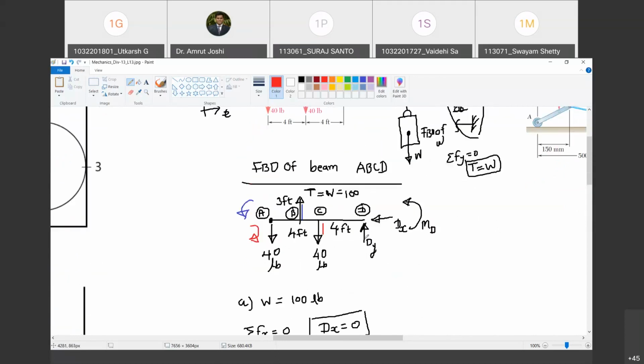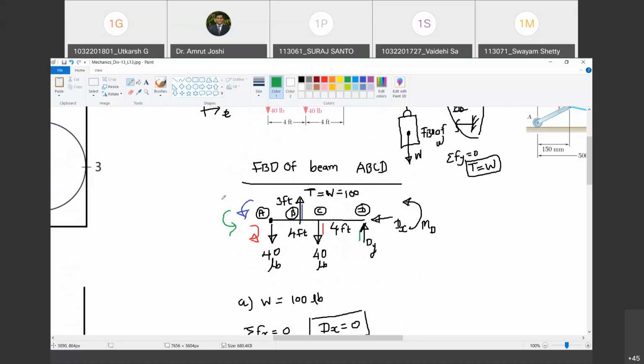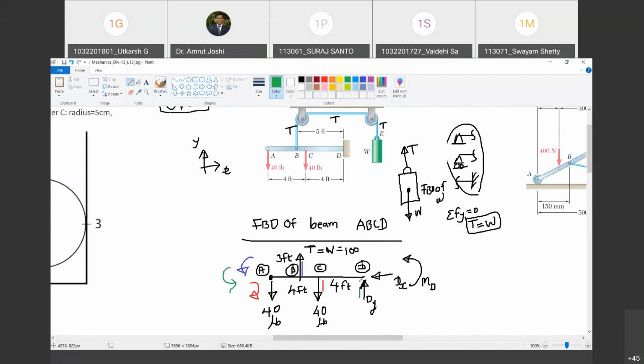Then dy. Will dy cause anti-clockwise or clockwise movement? Anti-clockwise. Here you have to be very careful. You are not going to consider it as downward and then say it is causing clockwise movement. No. You will say it is upward, it causes anti-clockwise movement. And you will write it as plus dy multiplied by 8, plus because it causes anti-clockwise movement. While substituting, you will substitute dy as minus 20.